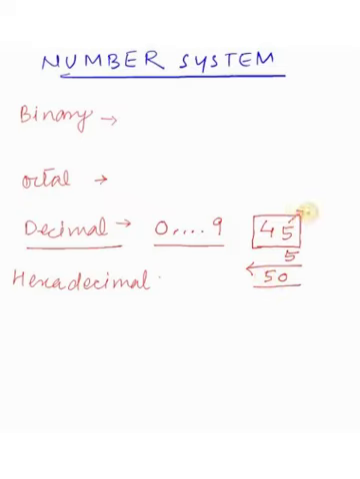The rightmost digit denotes base to the power 0. And what is the base of the decimal number system? That is 10. So the rightmost digit is denoted as 10 to the power 0. The next digit is denoted as 10 to the power 1, and if we have more digits, it will be 10 to the power 2 and so on. Since it is 10 to the power 1 multiplied by 4, it will be 40, plus 10 to the power 0, which is 1, 5 into 1, that is 5. So this number is composed this way.